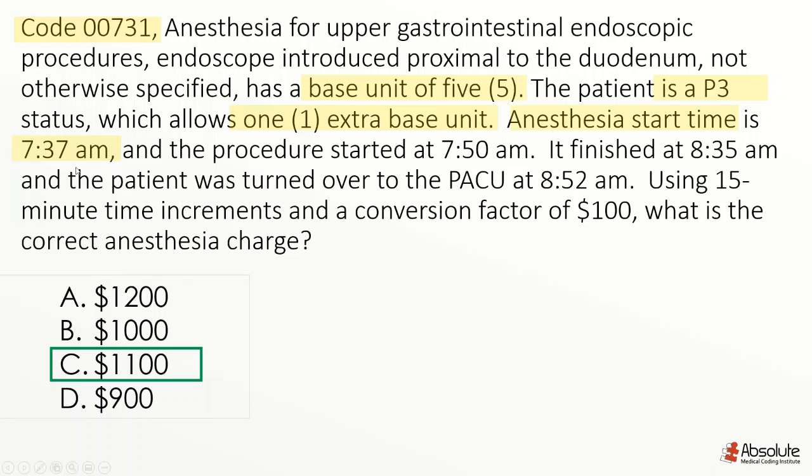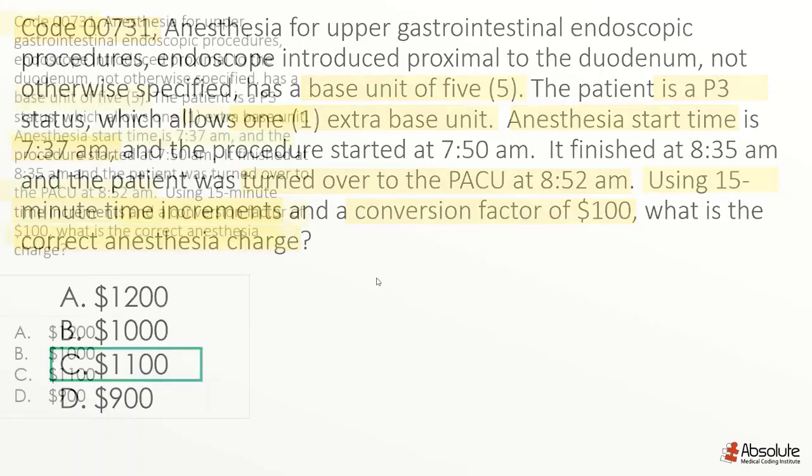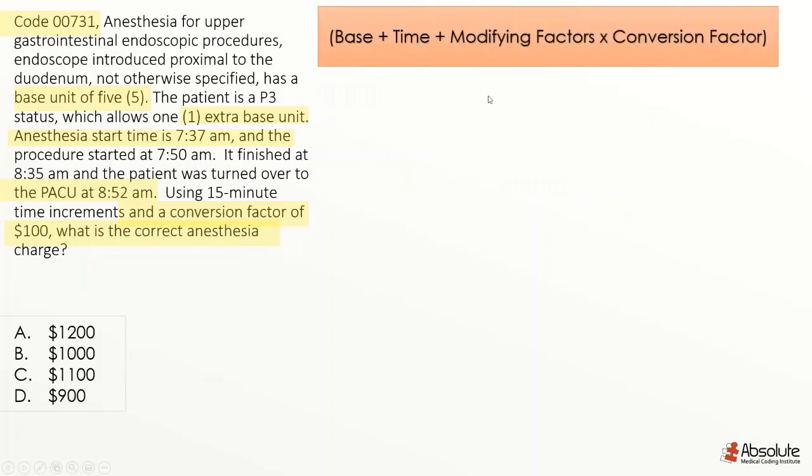The anesthesia start time is 7:37. They were turned over to the PACU at 8:52. So you see on this one, that's what I focused on. The procedure start and finish times are good information, but for this particular question you've got to tease out the anesthesia start time and when the patient was turned over to PACU in order to get the proper time. We need 15-minute time increments. So we need the base, that is 5.